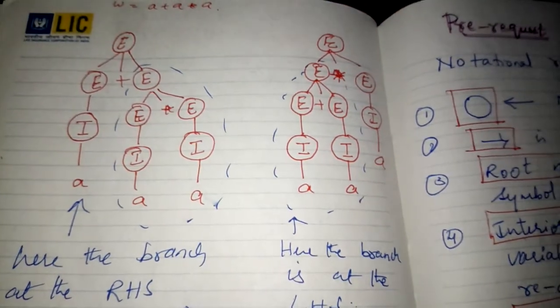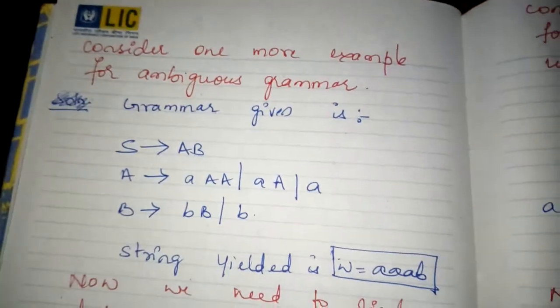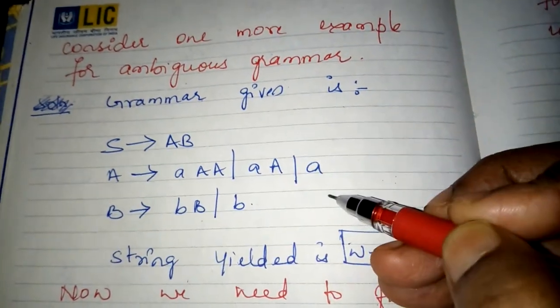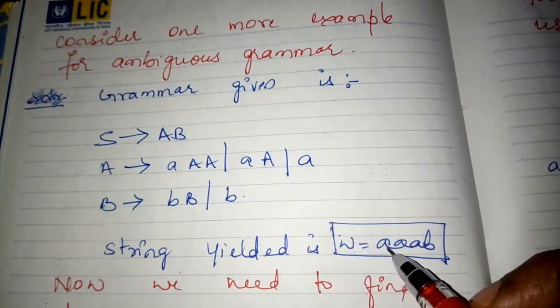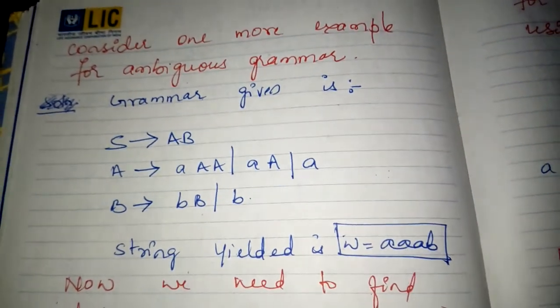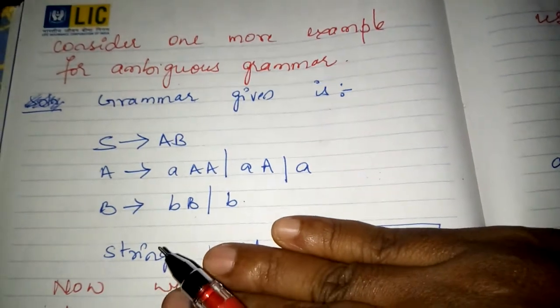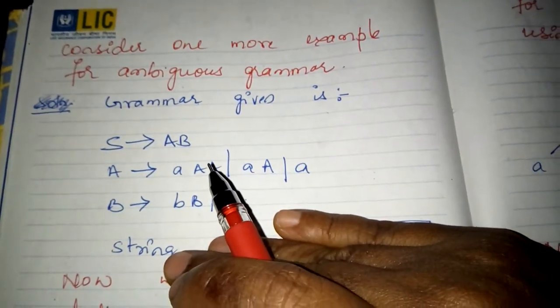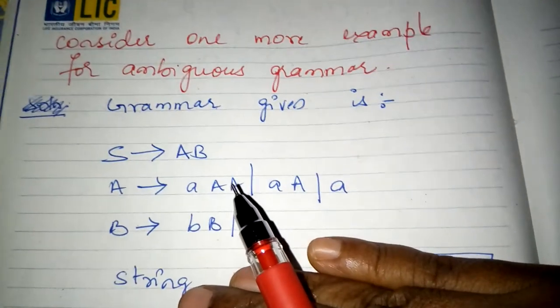Now we'll consider one more example for our convenience. So we'll consider one more example for ambiguous grammar. The grammar is given here and the string yielded is also given. Now what if the string is not given? Only grammar is given and you are asked to justify whether the given grammar is ambiguous or not.